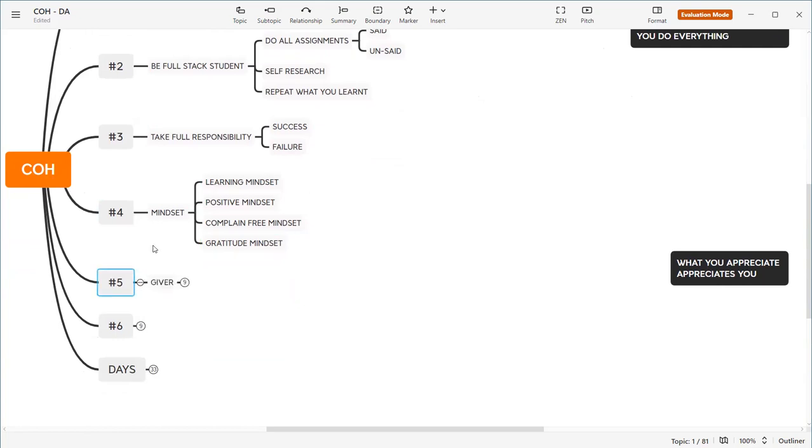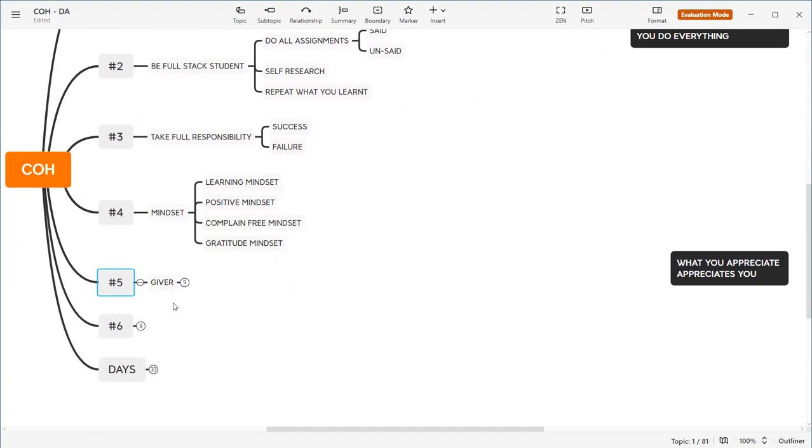Fifth one, when you follow these four codes of honor. Also, as I said, your core purpose is to get placed and to earn more. But to do so, it always requires you to be a giver.